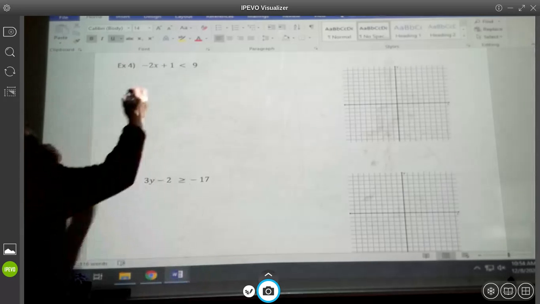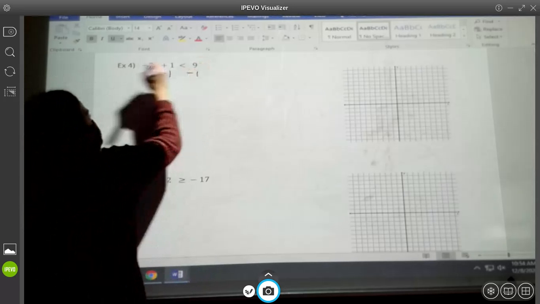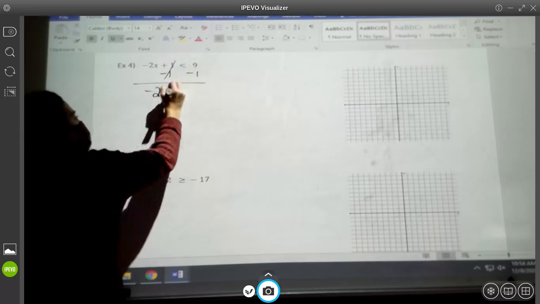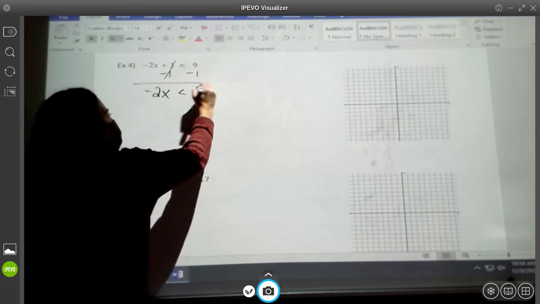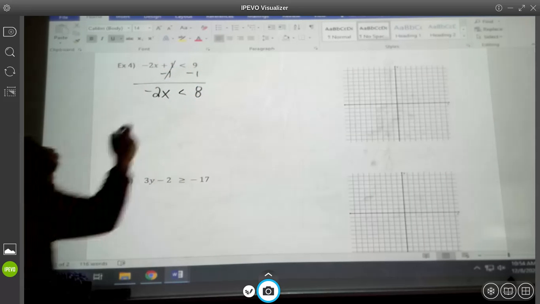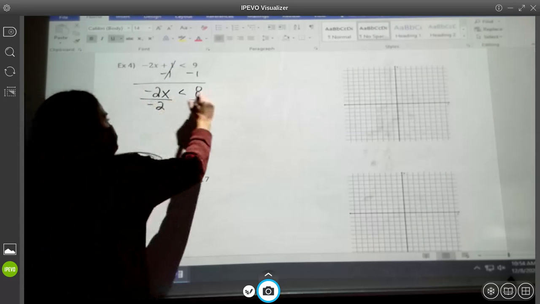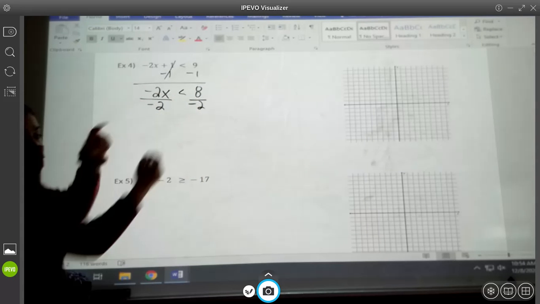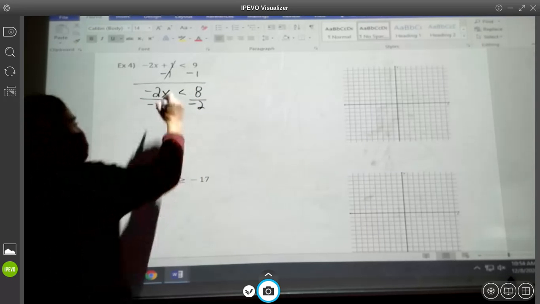Minus 1, negative 2x is less than 8. Divide both sides by negative 2, which means you've just divided both sides of an inequality by a negative number. We're going to have to flip that symbol. x, symbol flips, negative 4.